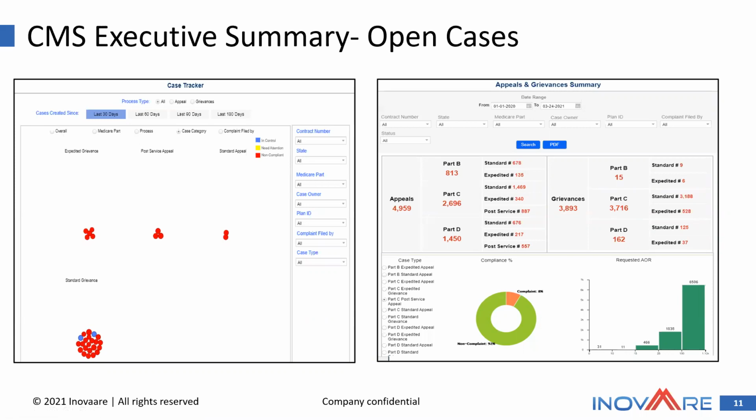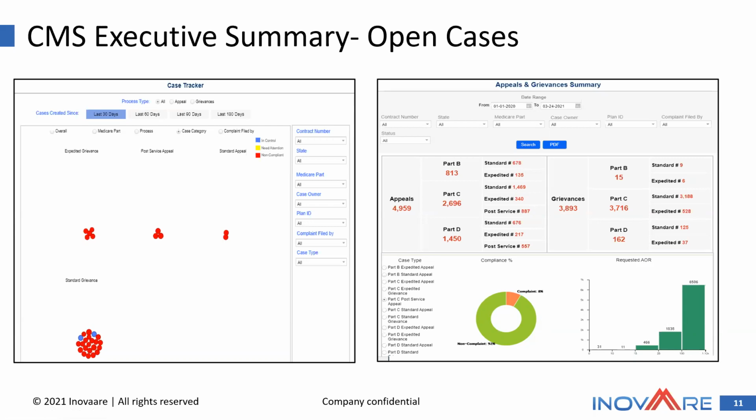You can break it out by process. You can break it out by case category, which is what we see here on the screen. So expedited grievance, post-service, standard appeals, standard grievance. And then you can even break it out by complaint filed by, who initiated it. And then you'll see colors there in terms of blue means the cases are in control. Yellow means I need some attention because maybe they're closing in on that regulatory due date. And then of course, red is non-compliant.